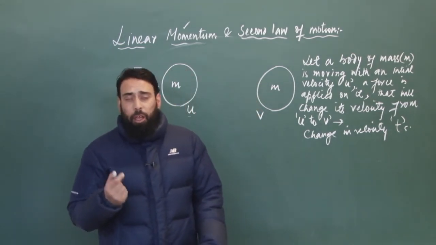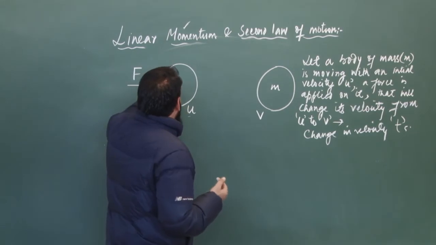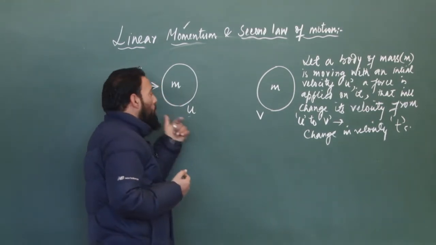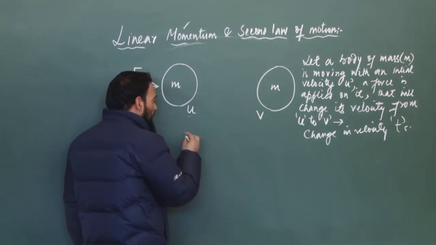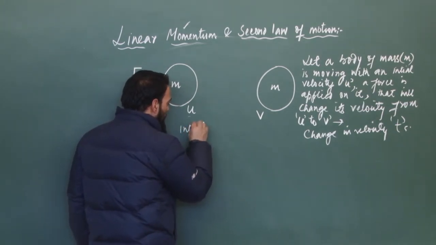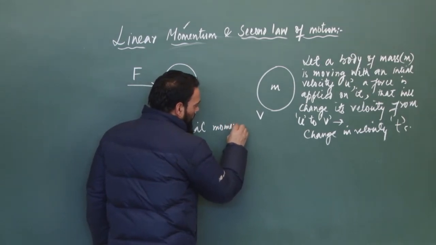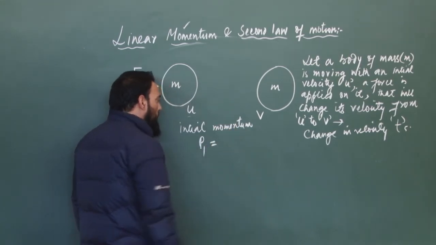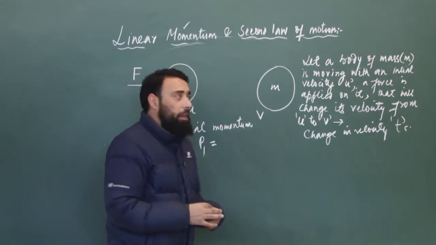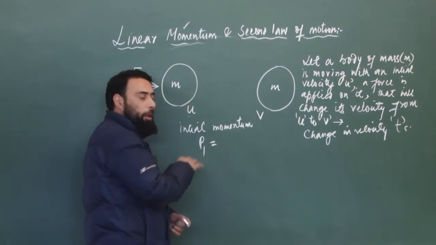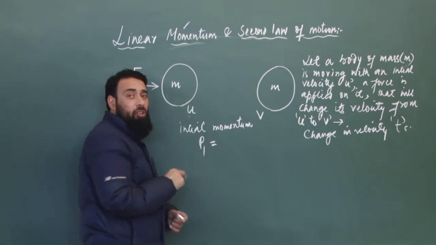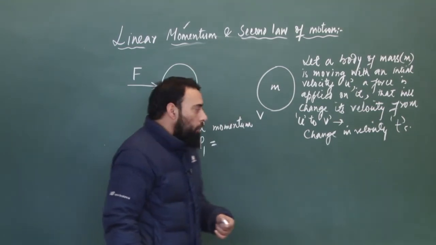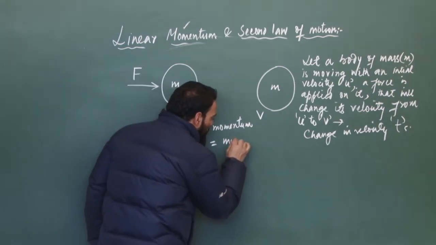If we check here the mass and the velocity, in the first case, before applying force, what is the momentum of the body? The initial momentum, that is P1. P1 is equal to the initial momentum. Initial momentum here means when a force is not applied, before applying force. So before applying force, what is the mass of the body? That is m. And what is the velocity with which it is moving? That is u. So I can write here mass into velocity.